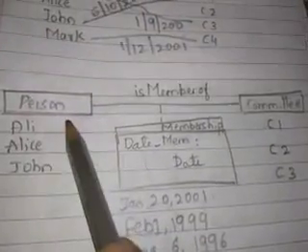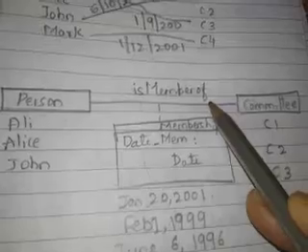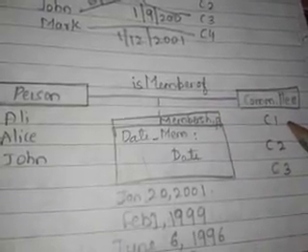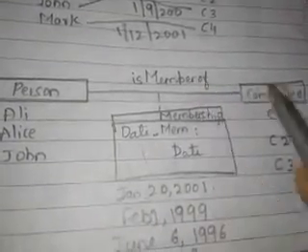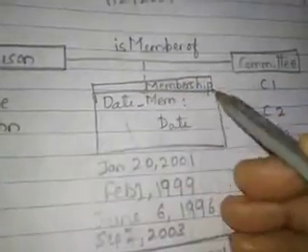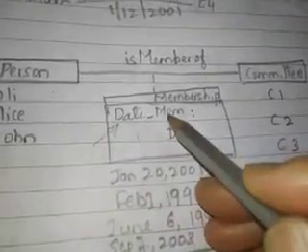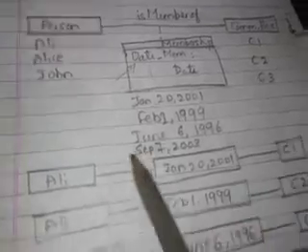Look here, person is there, the association name is member of, and the next class is committee. Person is a member of committee. So for this membership association class, I will add the attribute date, that is membership date. Look at the relation now, it becomes very much clear.